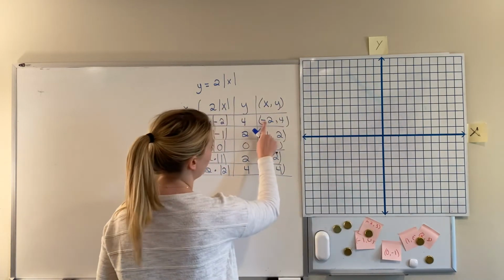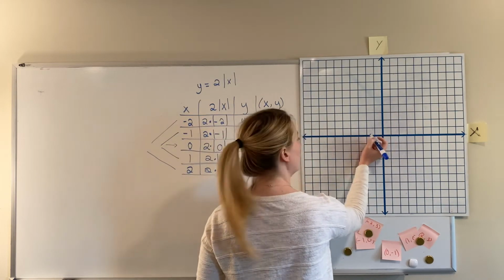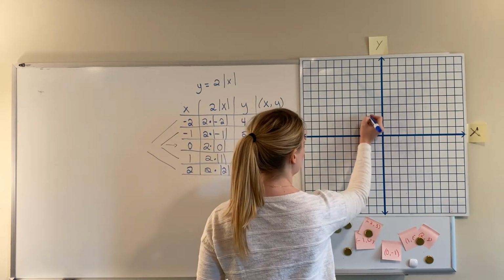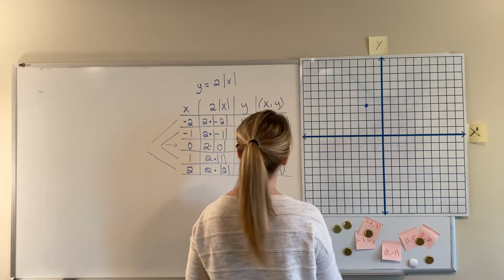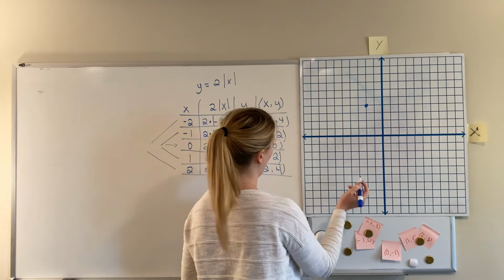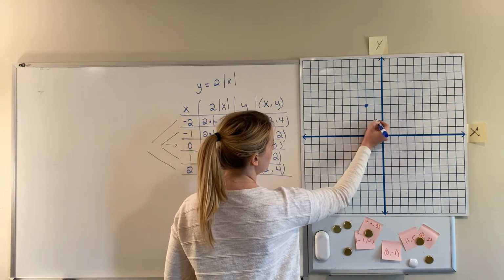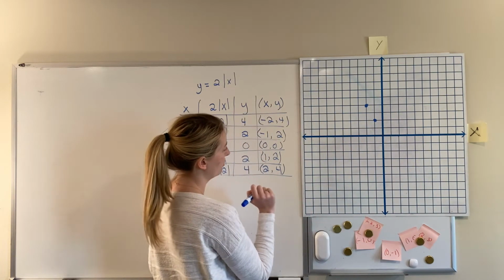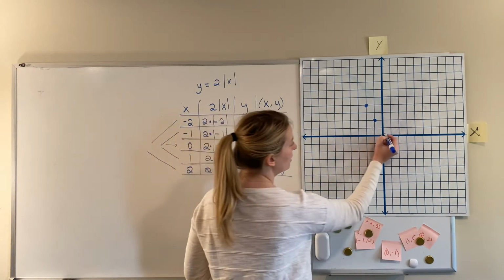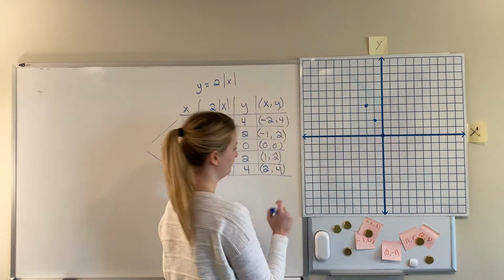So our first point is -2, 4. So that means x is -2, 1, 2. Y is +4, 1, 2, 3, 4. And that's where one of our points are. Next we have -1, 2. So when x is -1, y is 2. Our second point. Then we have our third point, 0, 0. So when x is 0, y is 0. That's right there at our origin.